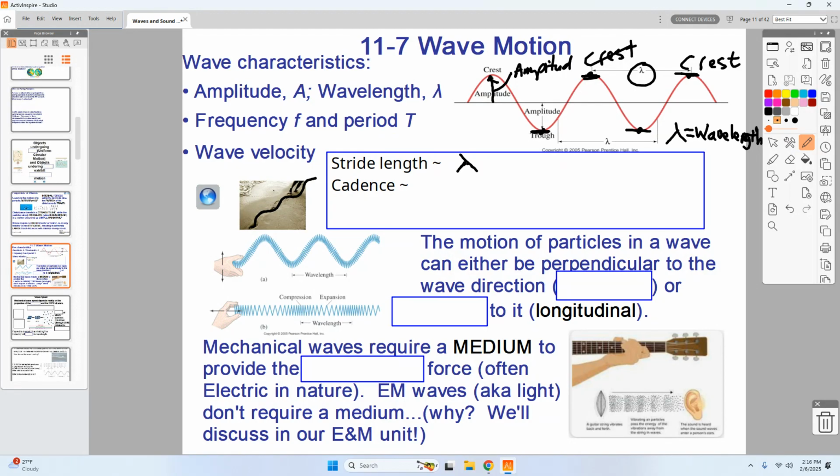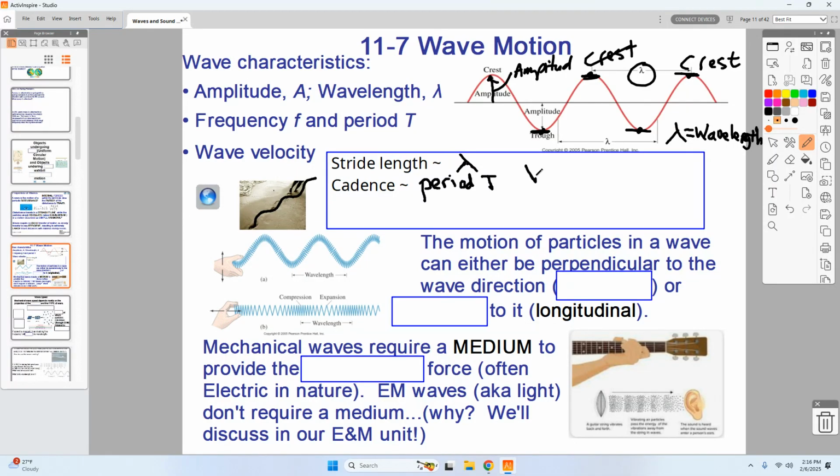Now, if you're a runner, you might also understand something called cadence. There's an optimum cadence for endurance runners, about 180 steps per minute. Are you familiar with that number? About 180. Now, cadence is pretty similar to a period idea, right? So cadence is sort of like a period. Cadence is similar to period. The symbol that we use for that is T.